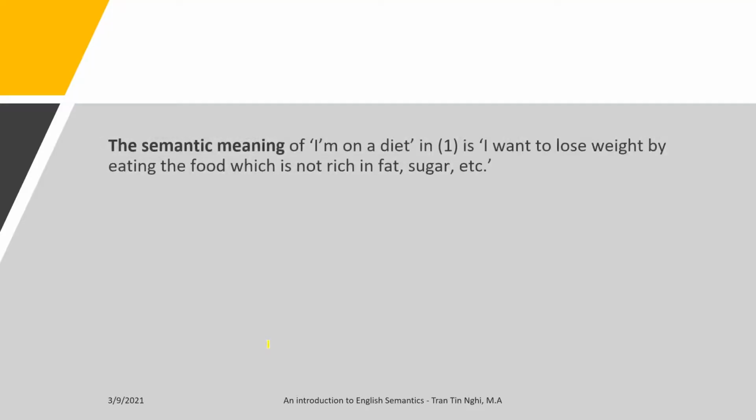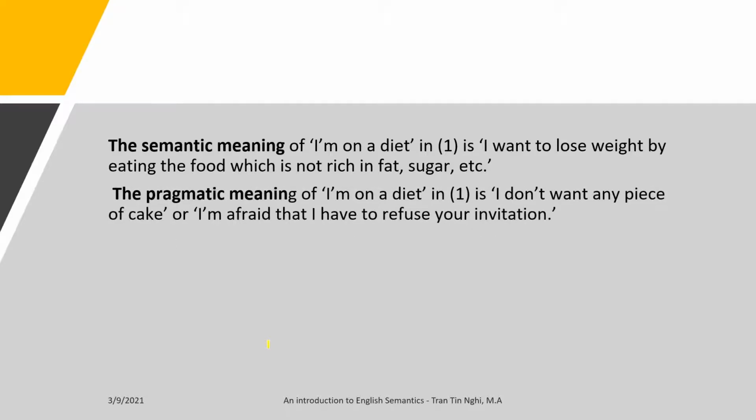Now let's see. For example, the semantic meaning of I'm on a diet is that I want to lose weight by eating food that is not rich in fat, in sugar, etc. But the pragmatic meaning of I'm on a diet is that I don't want any piece of cake. I'm afraid that I have to refuse your invitation. So remember, the semantic meaning is context free. The pragmatic meaning is context dependent.